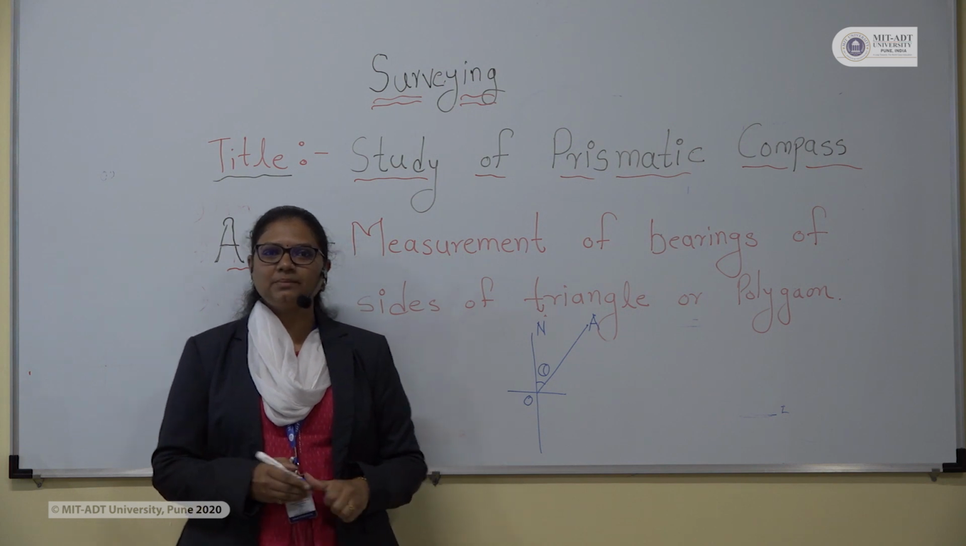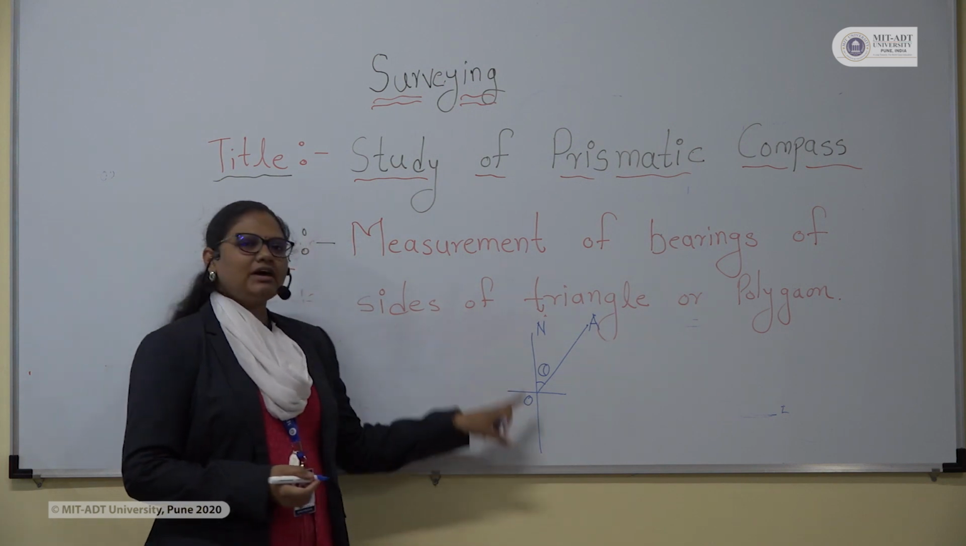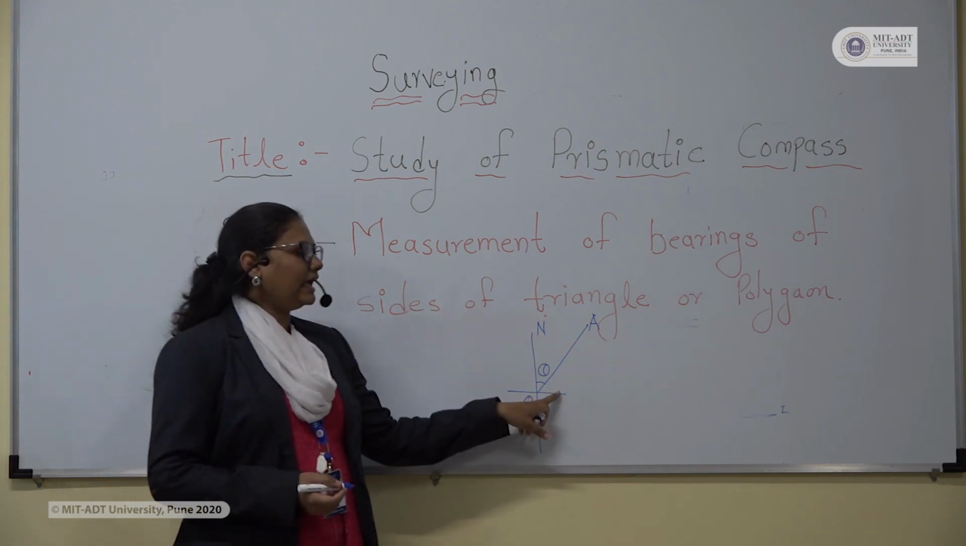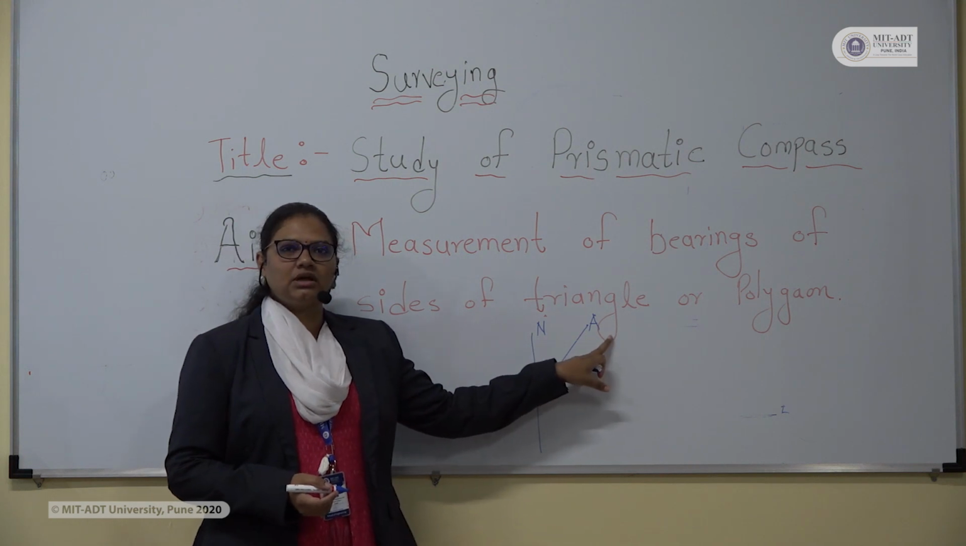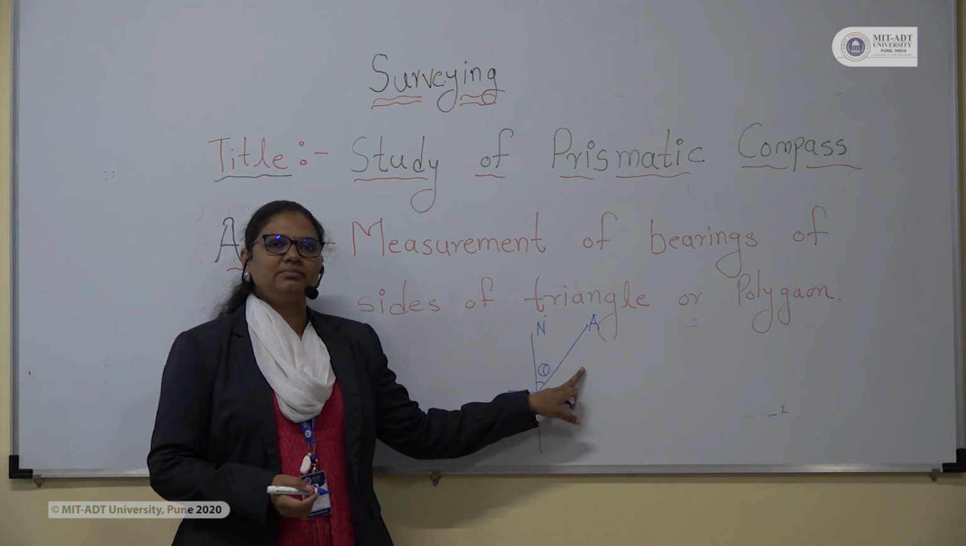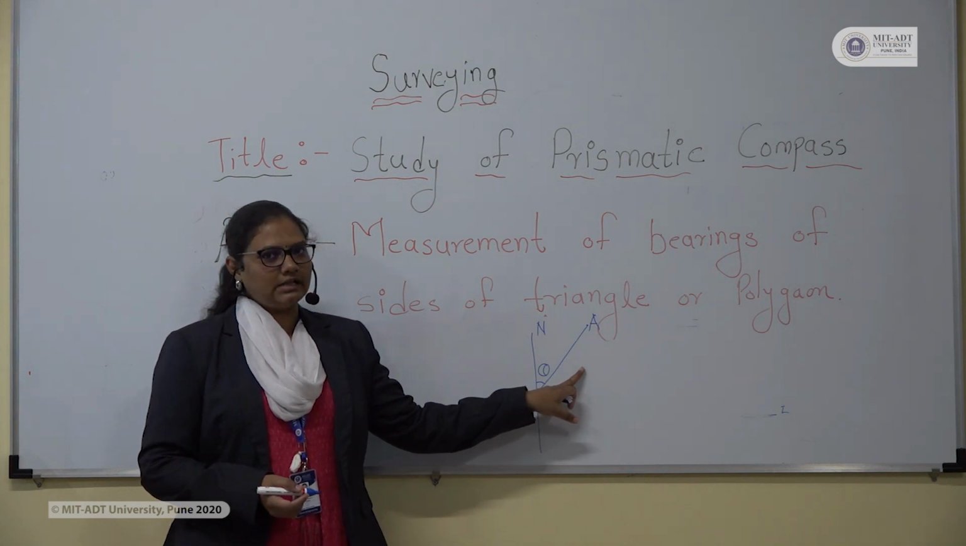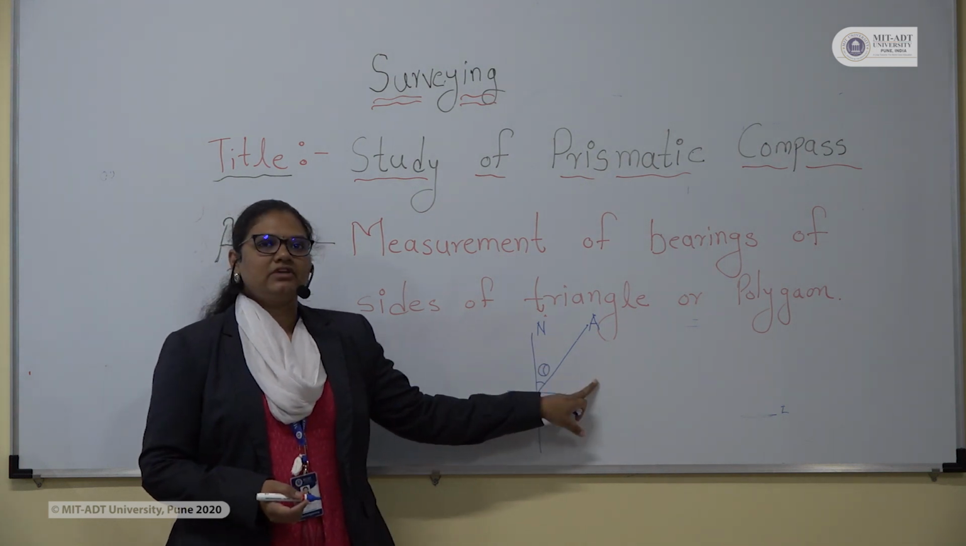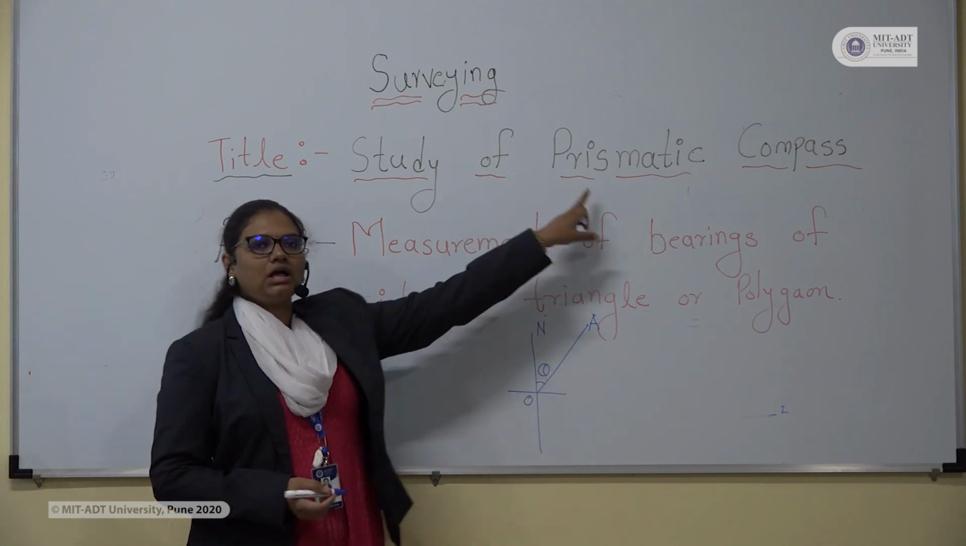So what is meant by the bearing of a line? Whenever we measure the angle between any point present on the ground with respect to the north direction, that angle is called the bearing of that line. For this we are going to use the prismatic compass.